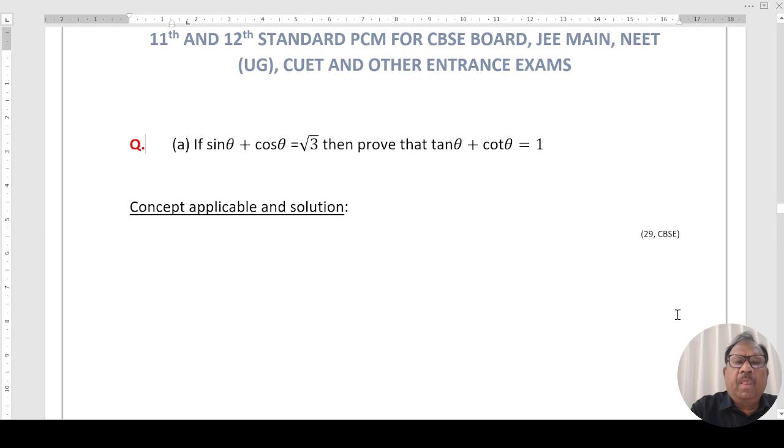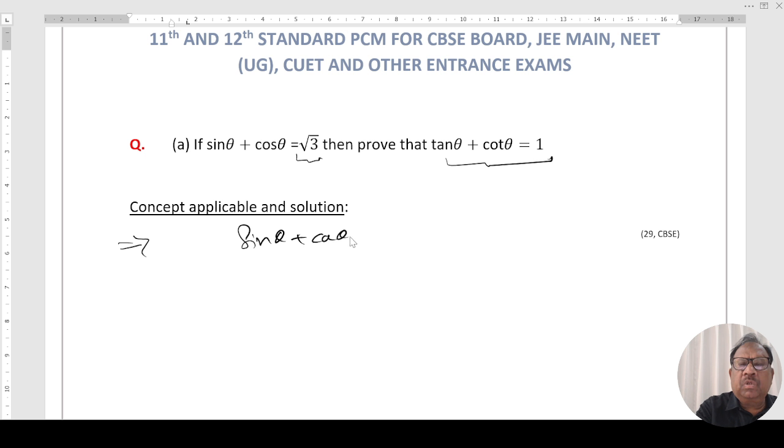Question is, if sin theta plus cos theta equals root 3, prove that tan theta plus cot theta equals 1. We have to prove this. According to the question, sin theta plus cos theta equals root 3.